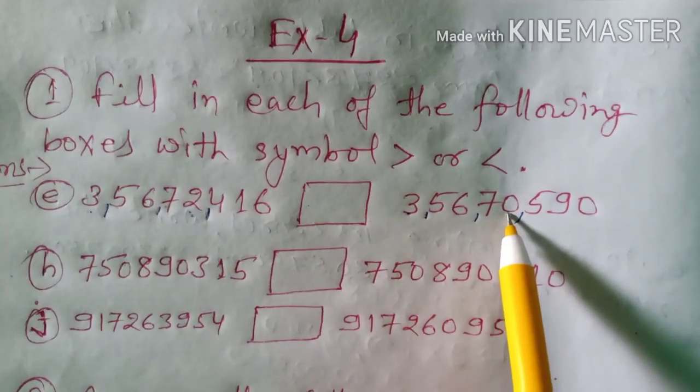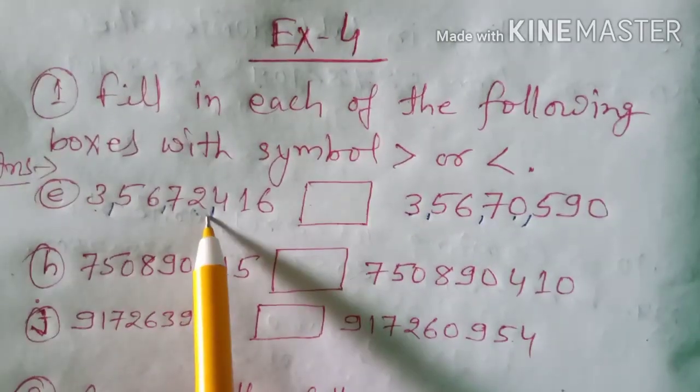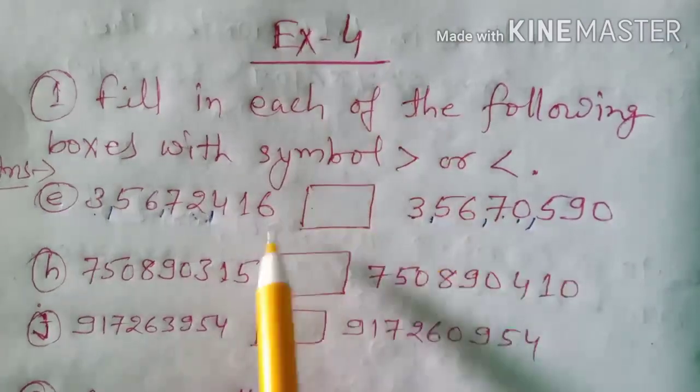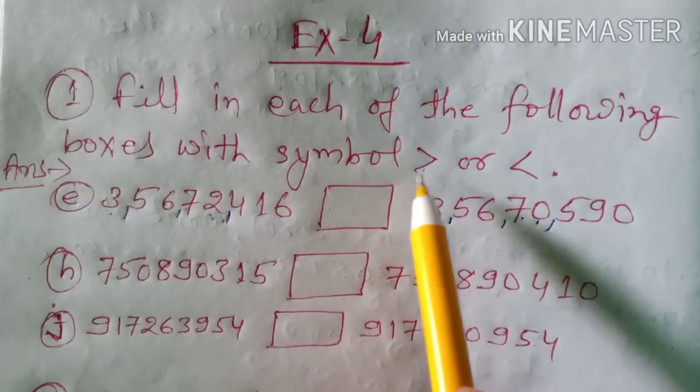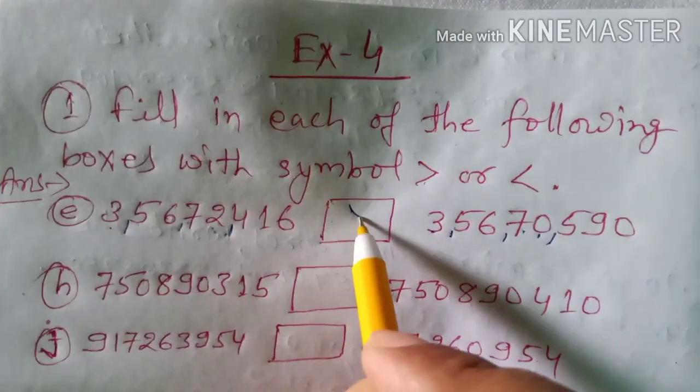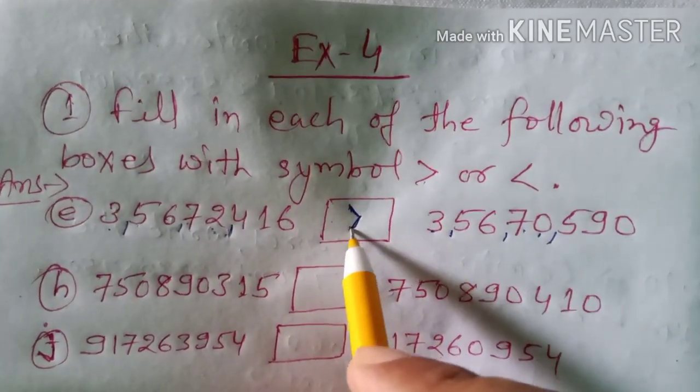So you can understand that this number will be greater than this. So you have to put this symbol here. This is the greater than symbol. So this number is greater than this, so we will put the greater than symbol here.